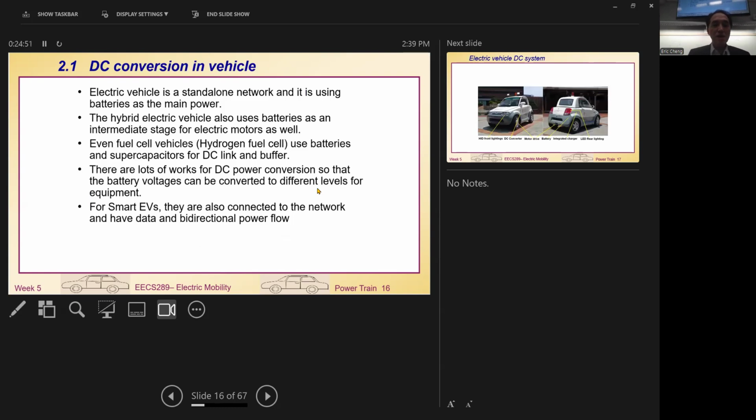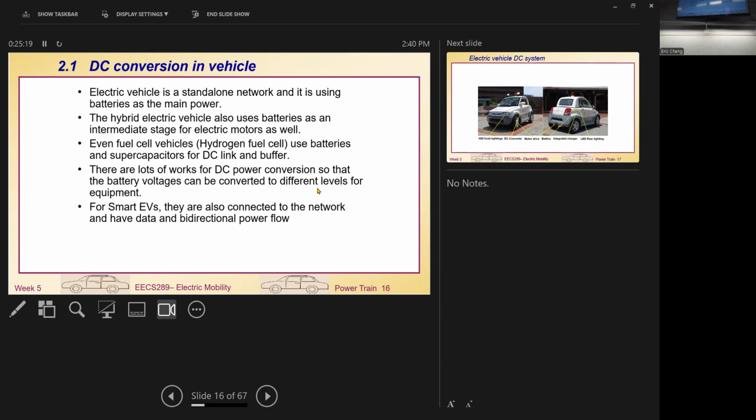Then for the DC power conversion system, not only the battery needs a DC power converter. You can see that today we do have a lot of fuel cell vehicles, like hydrogen fuel cell. A hydrogen fuel cell is also a DC power source. Although it may not be able to provide high instant current, it is still a really good, stable DC source. So this DC source, of course, we need to connect with a battery or supercapacitor in the DC link.